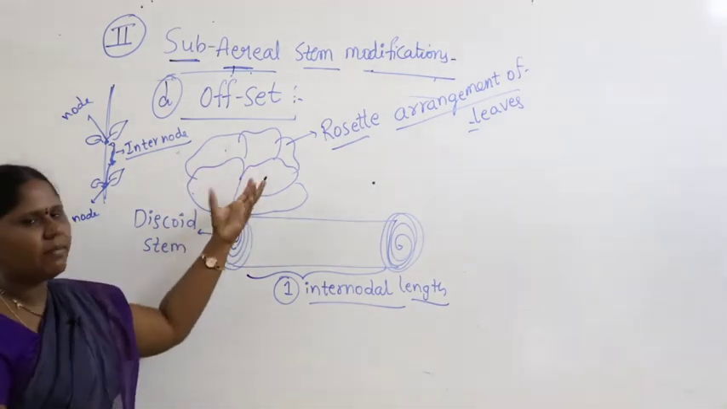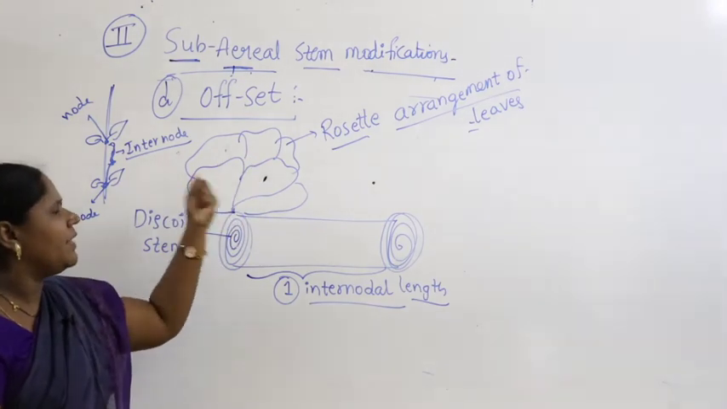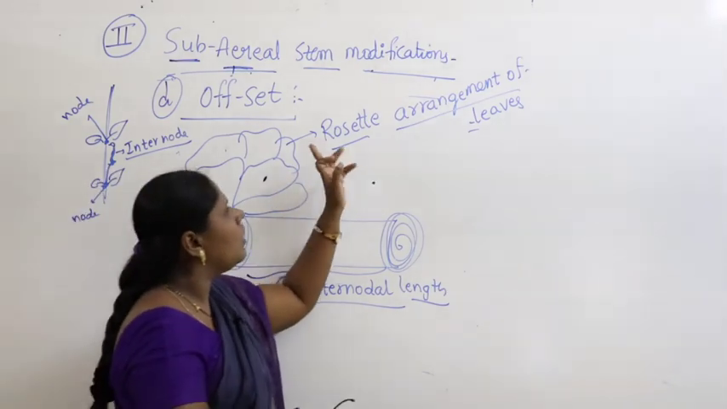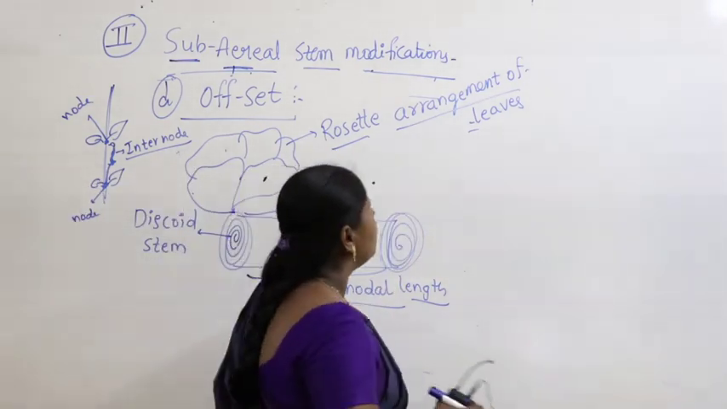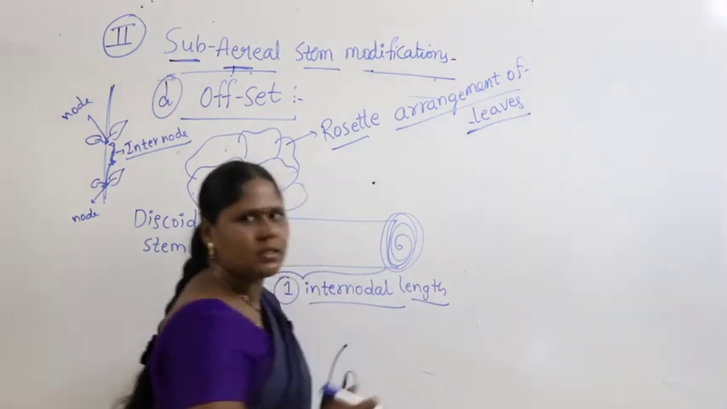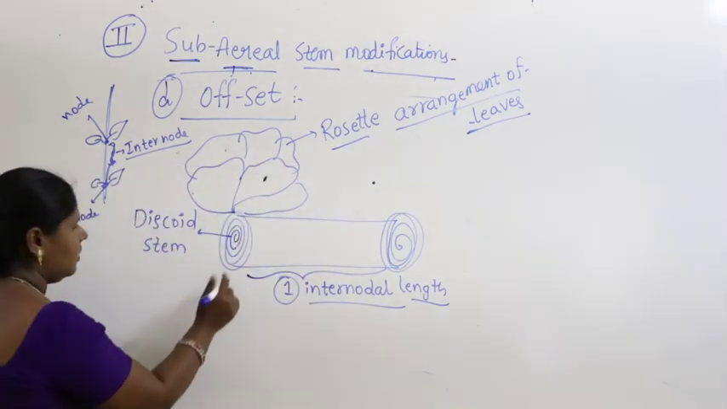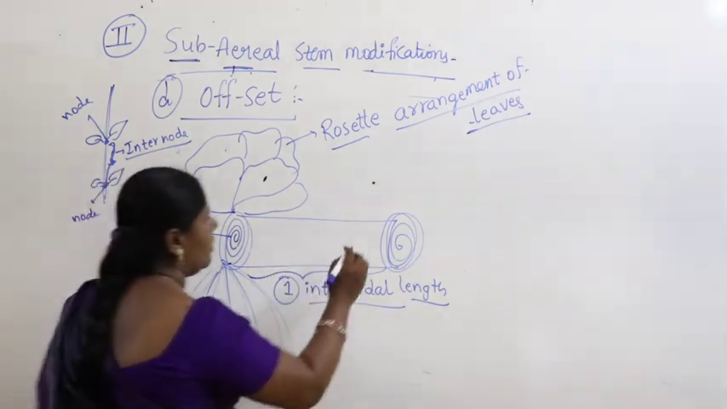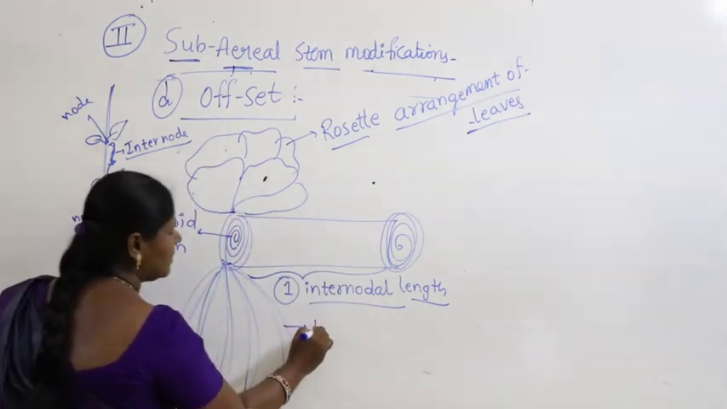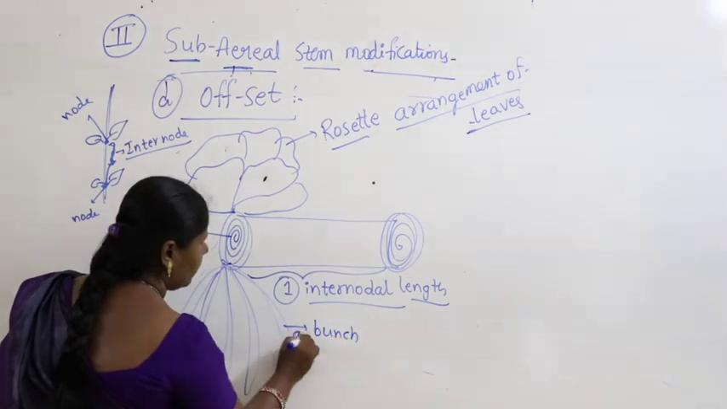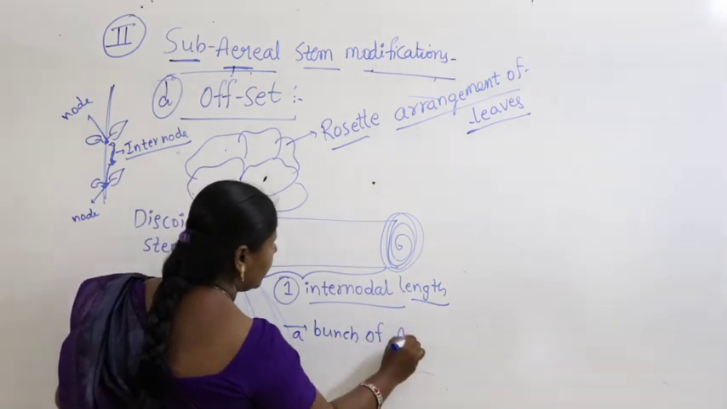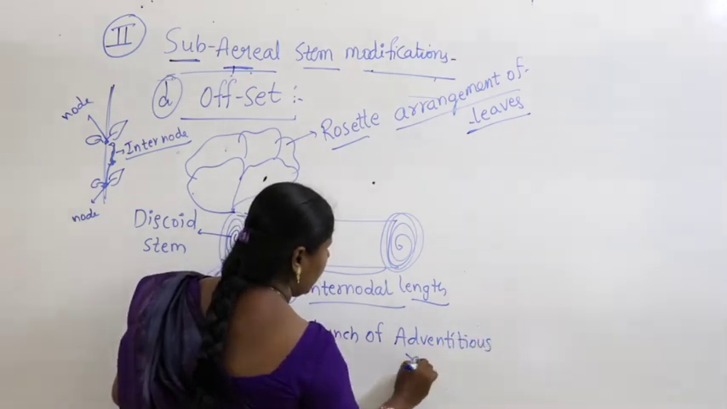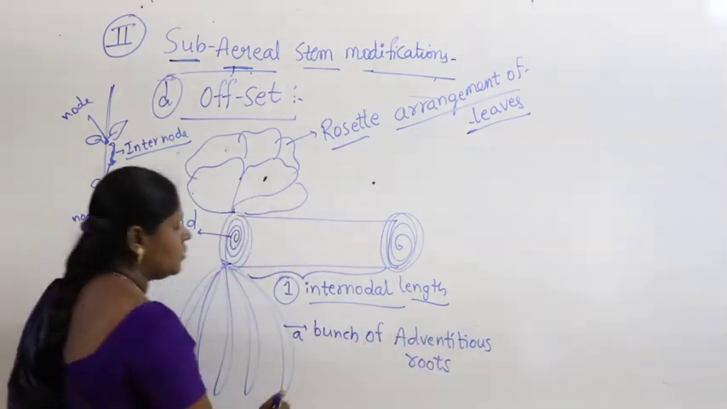All the leaves develop closely and appear like a rosette, like a rose. The arrangement is called rosette arrangement of leaves. Then from the discoid stem you can see the formation of a bunch of adventitious roots.